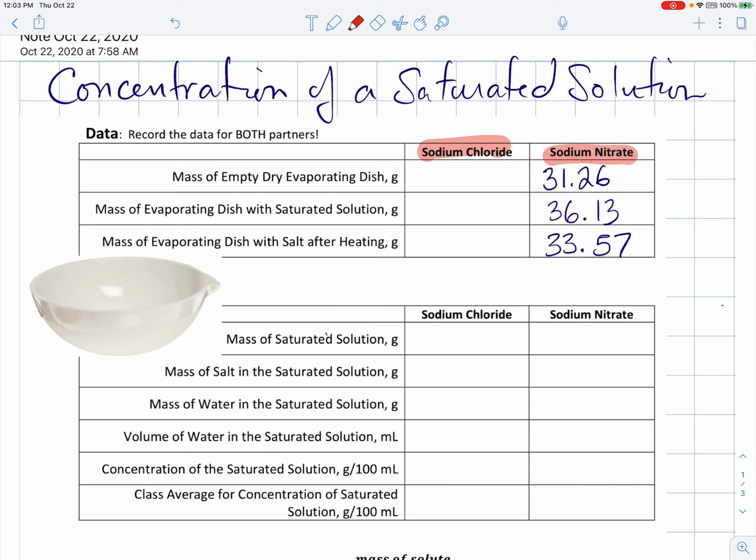So everybody should copy down those numbers into your data table for sodium nitrate. And then everybody should also have some data for sodium chloride. If you did calcium chloride, you should get the data for sodium chloride from a friend.